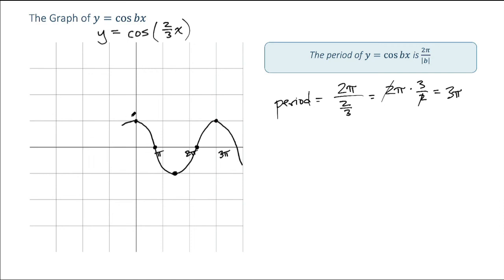Oh, that was kind of wonky. Let's try that again. I'll copy, and I'll actually use my key points. I've got one right there, one right there, and there. All right. So that's the sketch then of this function, cosine of 2/3 x.